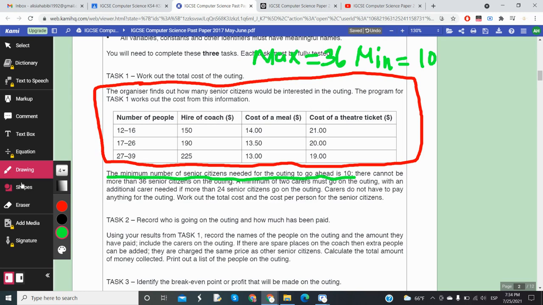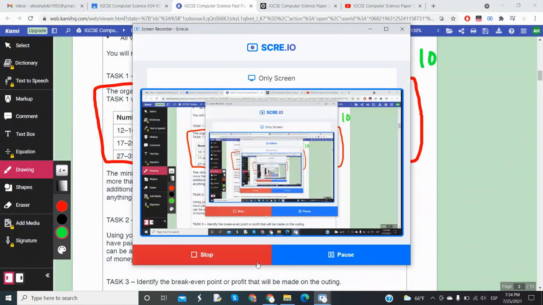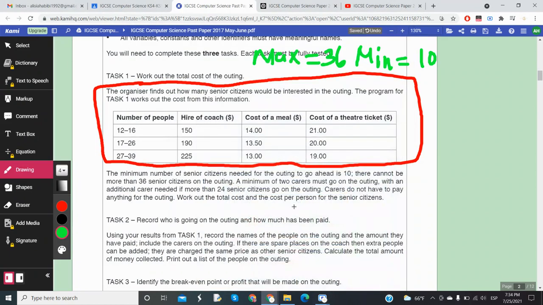And it says that the minimum, so I'll erase this so you can see. It says the minimum of 2 carriers must go on the outing. So also that is important. So guys, as I was mentioning, again, the minimum number of senior citizens that can go is 10 and the maximum is 36. It also says a minimum of 2 carriers must go on this outing.